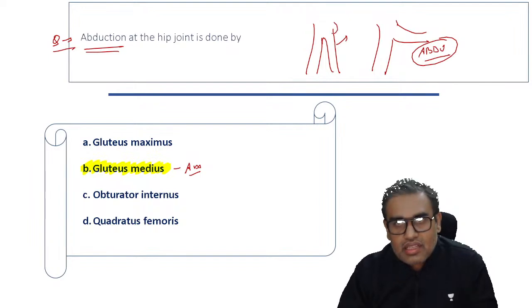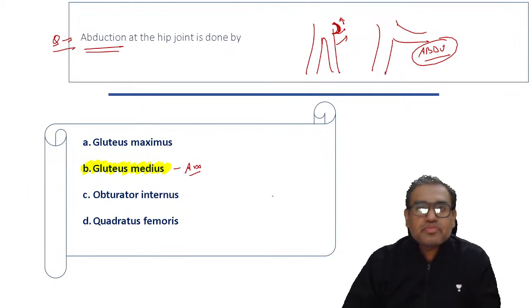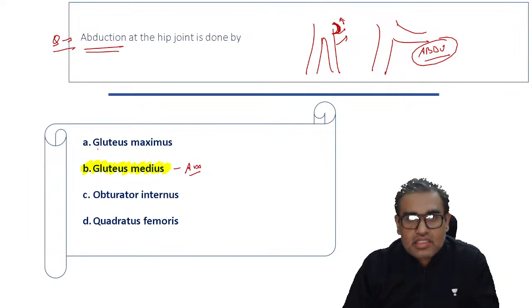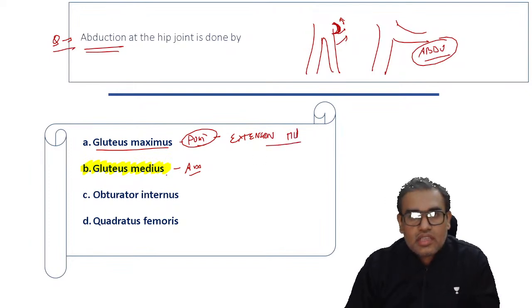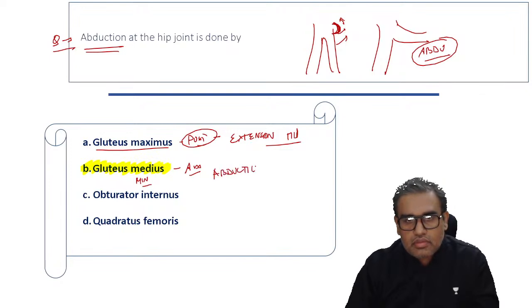Abduction should be done by a muscle which is present laterally. The muscle which is on the outside will contract and it will cause abduction. But Gmax is present more posteriorly, so it causes extension at the hip. Remember. Gluteus medius and gluteus minimus both cause abduction.